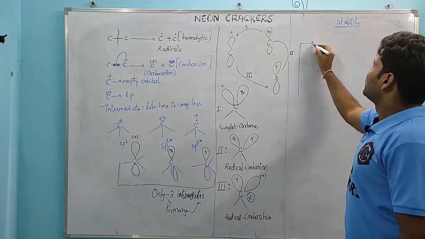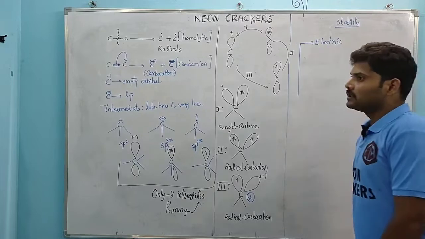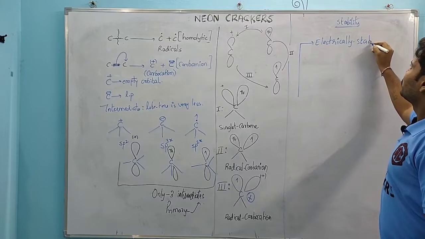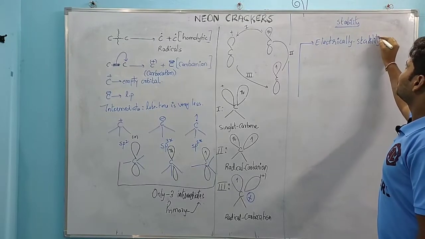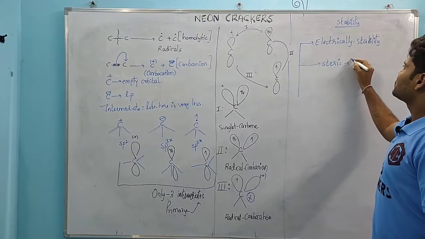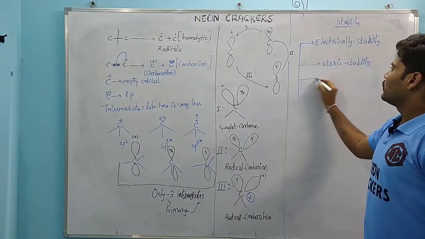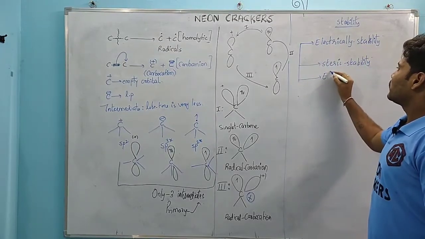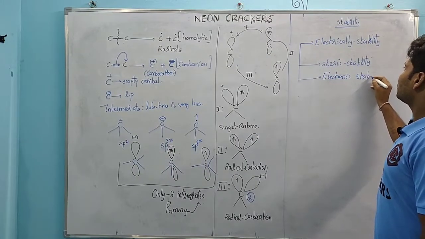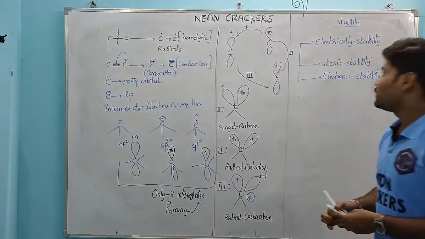First one is electric stability, or electrically stabilized. Second one is spherical stability. What is the third one? Electronic stability. Of course, we are discussing this last one only, electronic displacement effects.